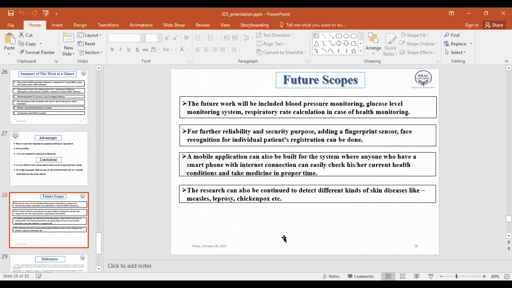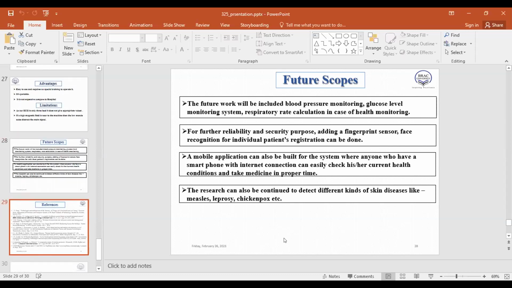Here is the future scope. The future work will include blood pressure monitoring, glucose level monitoring, and respiratory rate calculation for health monitoring by using wearable sensors also. For further reliability and security, we can add a fingerprint sensor or face recognition for individual patient registration. We can also build a mobile application, so people who carry a smartphone with an internet connection can easily check their current health conditions and take medicine in proper time. The research can also be continued to detect different kinds of skin diseases like measles, chickenpox, etc.